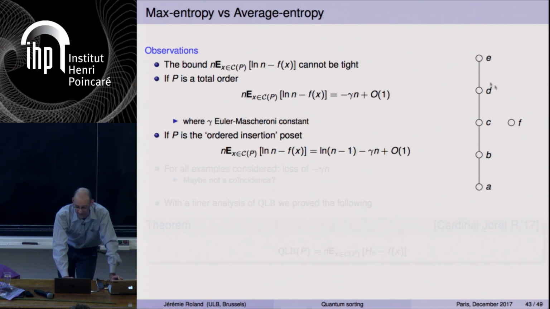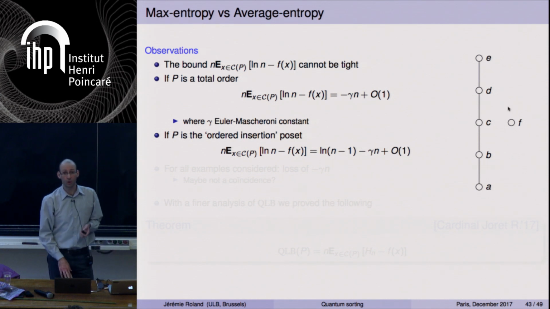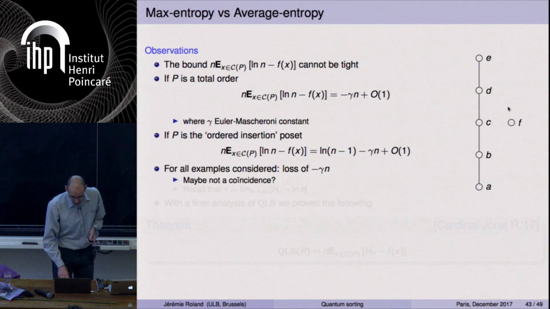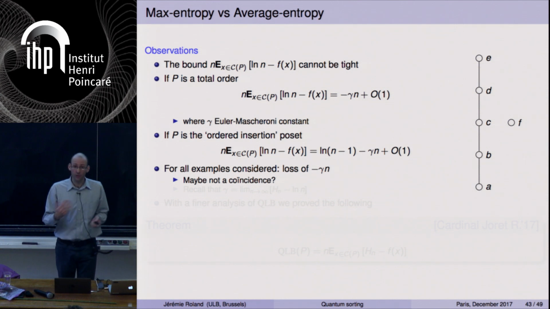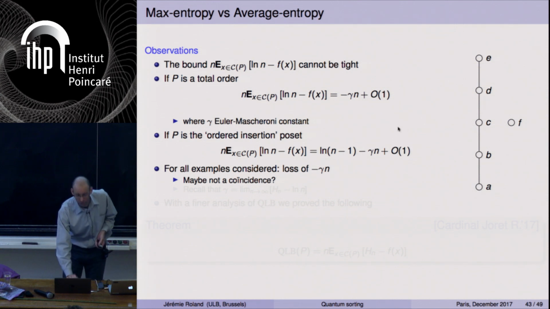Okay, you can find where this element should go by performing dichotomic search in this chain. So the complexity should be log n, and this bound gives essentially log n minus again this gamma n. So this is negative, and so this doesn't give you a bound for this problem, which is non-trivial. And actually, we considered other examples, and each time we got the same loss of minus gamma n.